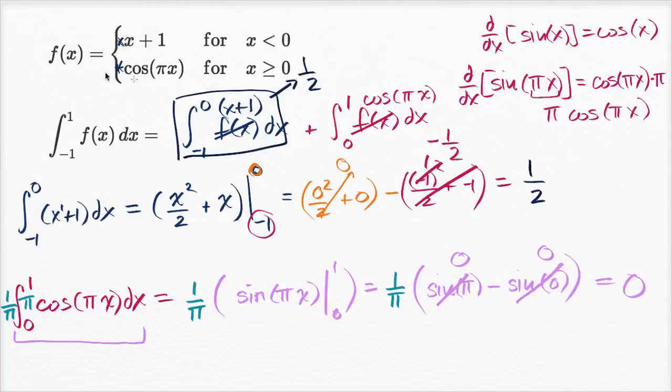So this first part was 1/2. This second part right over here is equal to 0. So the whole definite integral is going to be 1/2 plus 0, which is equal to 1/2. So all of that together is equal to 1/2.